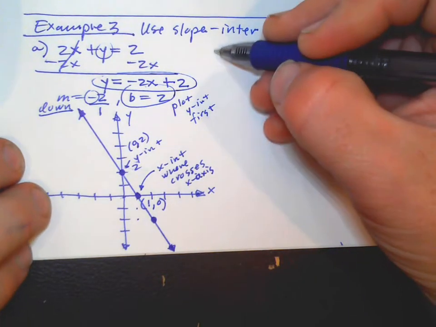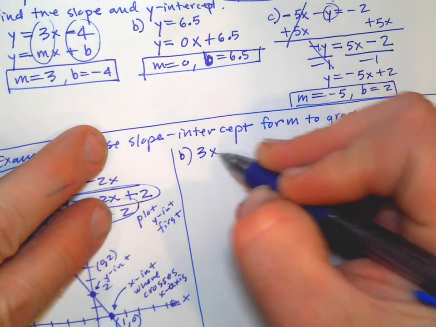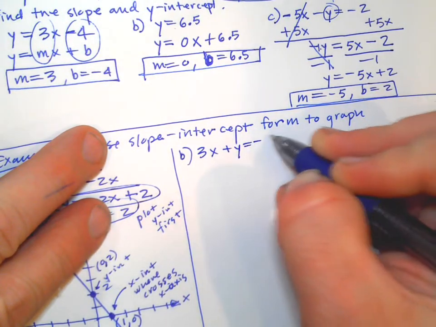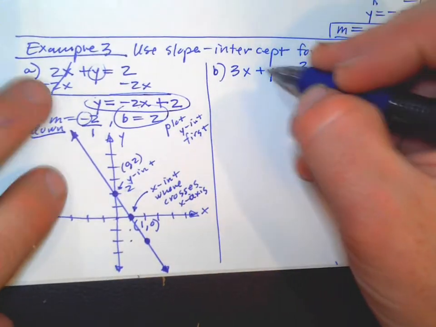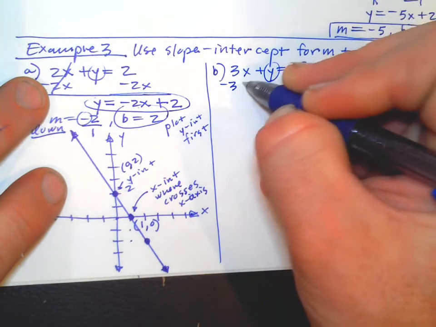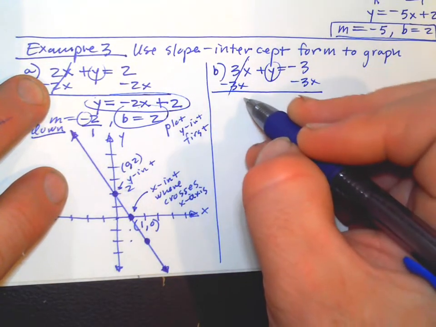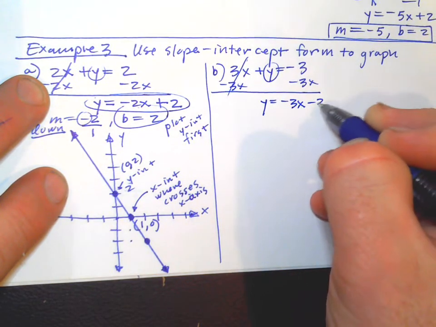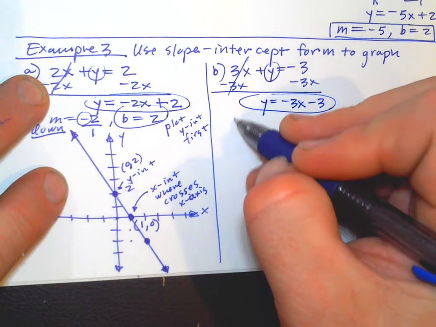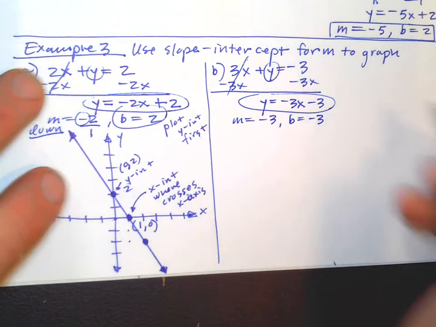Let's try a couple more. B: 3x plus y equals negative 3. We've got to get it in slope-intercept form. We've got to get that y by itself, so we're going to subtract 3x. I'm going to put the negative 3x first and then the minus 3. So we're in slope-intercept form. The slope is negative 3, and the y-intercept is negative 3.